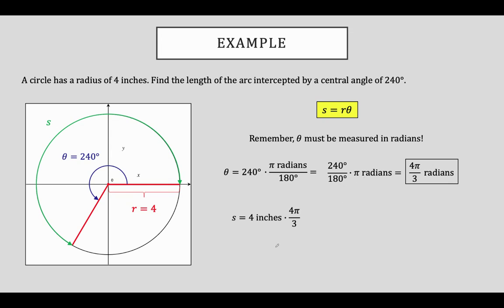So that tells us s, the arc length, is going to be equal to r, 4 inches, times theta, 4 pi over 3. And so our arc length is going to be 16 pi over 3 inches. If you were to plug that into your calculator and multiply out by pi, we would get approximately 16.76 inches. Now again, I always prefer an exact answer, but just to give you some idea of what this quantity is close to, it's 16.76 if you plug 16 pi over 3 into your calculator.